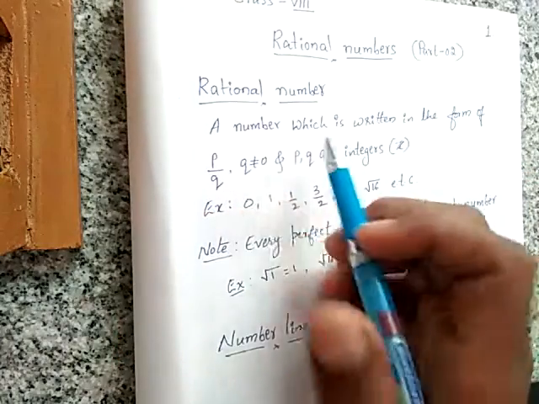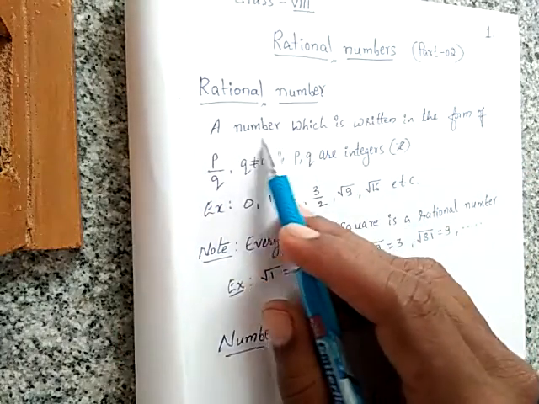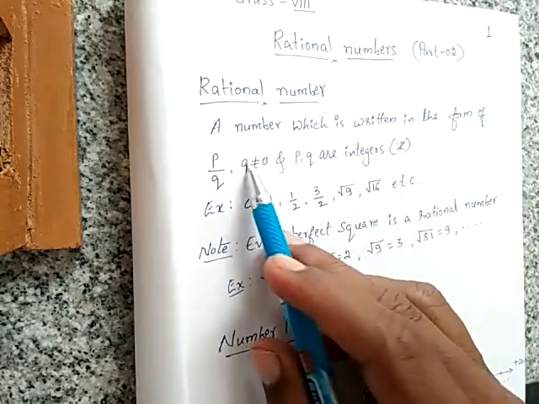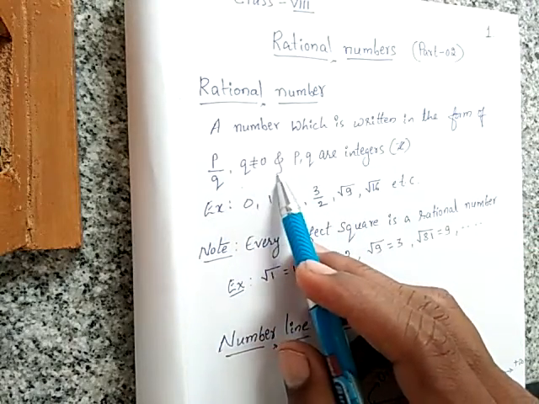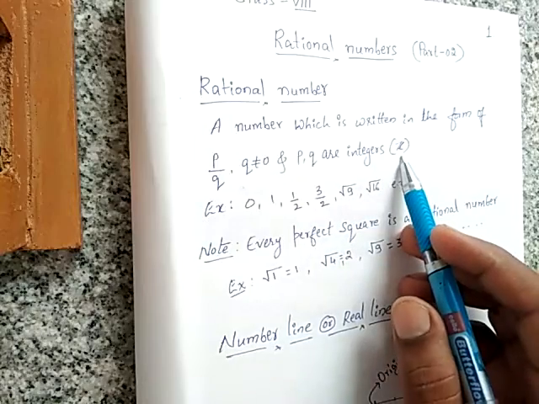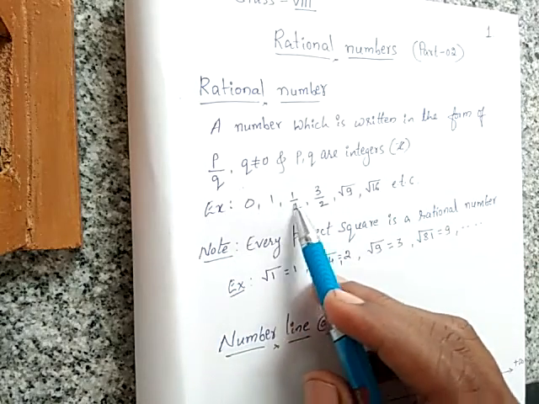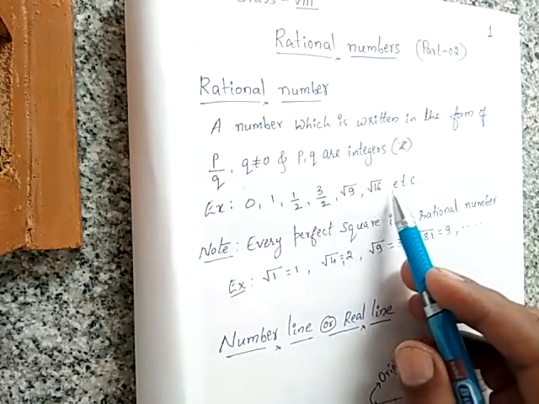Your rational number definition I have written here. A rational number is a number which is written in the form of p by q, where q is not equal to 0 and p, q are integers. Examples: 0, 1, 1 by 2, 3 by 2, root 9, root 16, etc.